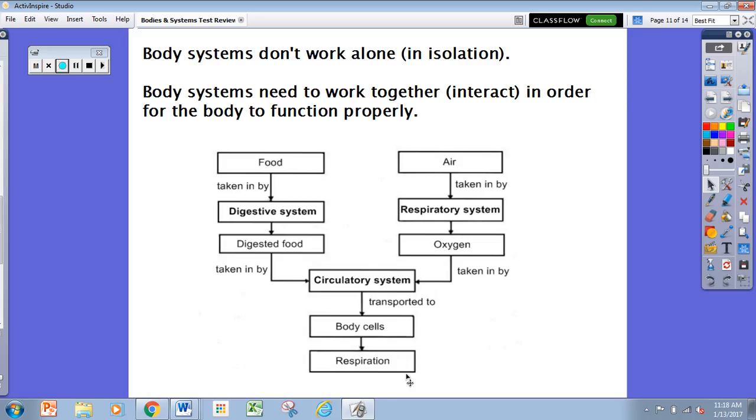And then once that's happened, the second part of the job of the circulatory system is to take those waste products away. So it will take the carbon dioxide that's produced back to the lungs, where it can be exhaled back out of your body, and that kind of completes the cycle.